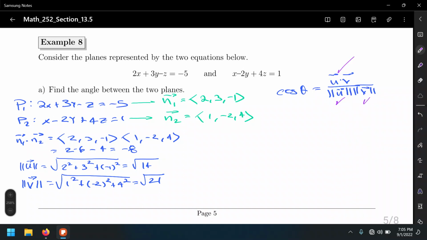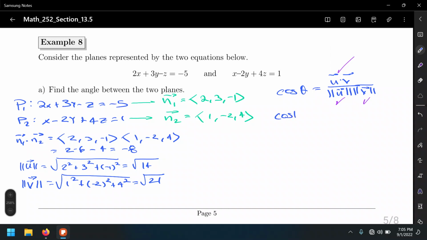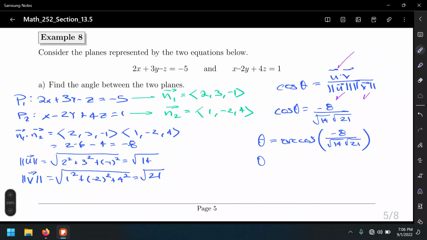Let's substitute these values. Cosine theta equals the dot product, which is -8, over the product of the magnitudes, the square root of 14 times the square root of 21. To get the angle between these two vectors, we take the arccosine on both sides. This should give us approximately 117.81 degrees if we do it in the calculator.